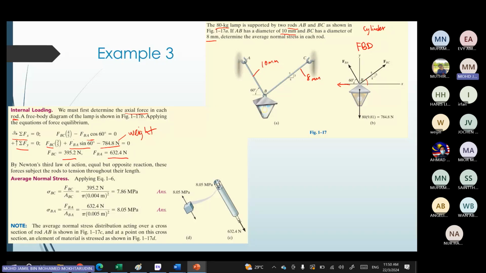Now based on the example, if you use Newton's third law, action equal but opposite reaction, these forces subject the rod to tension throughout their length. So you get positive for both forces, FBC and FBA. Meaning that here the force will act upward, similar to the force in AB. So it causes tension in the rod. Okay.